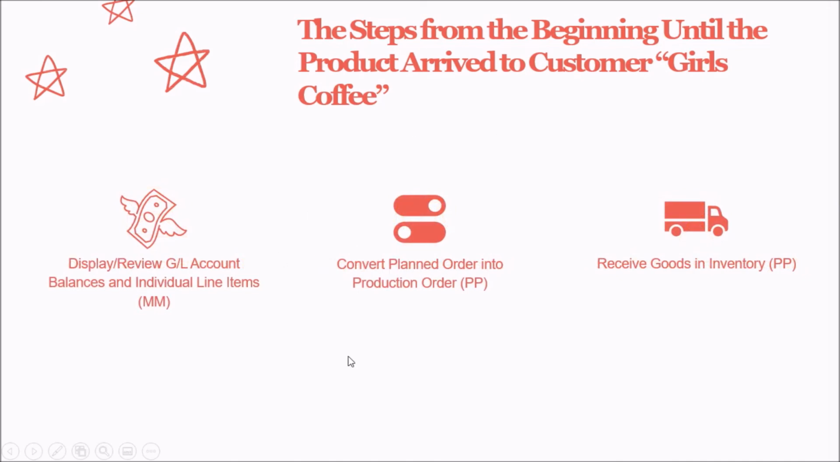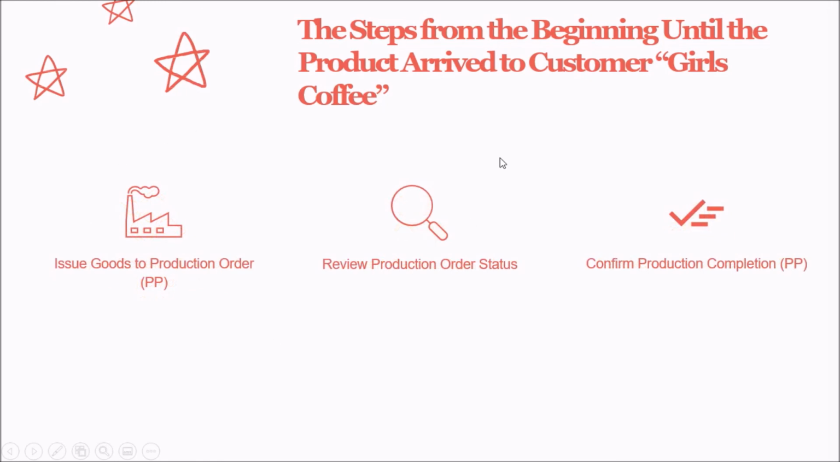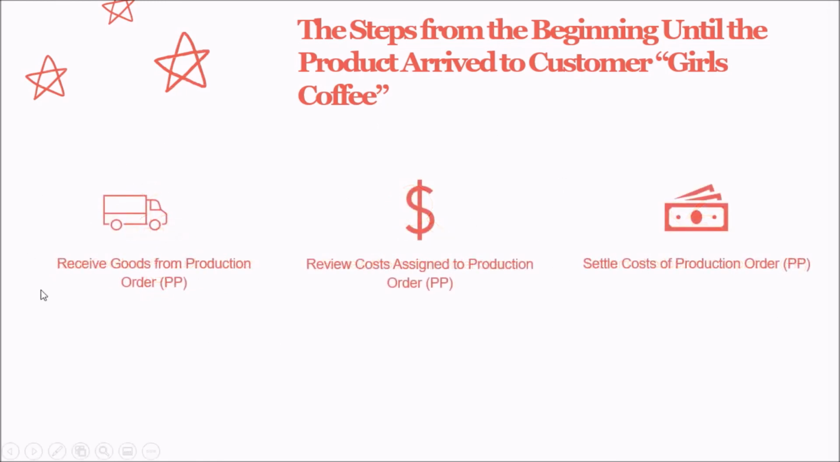into production order. We move again to PP because we have to fulfill our material, and then receive goods, and then issue goods to the production order, review, and then confirm production completion. And I will also receive goods from the production order and review costs and then settle costs.